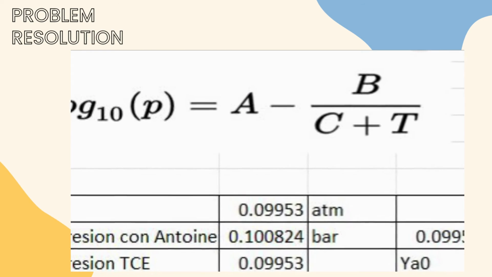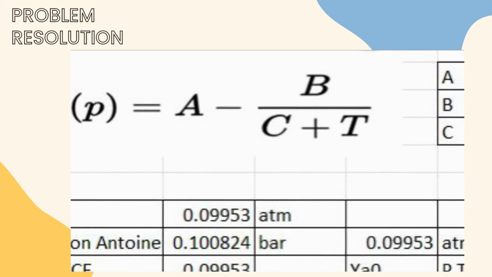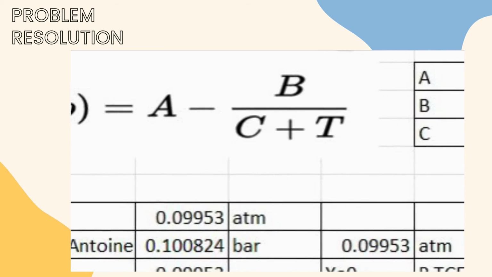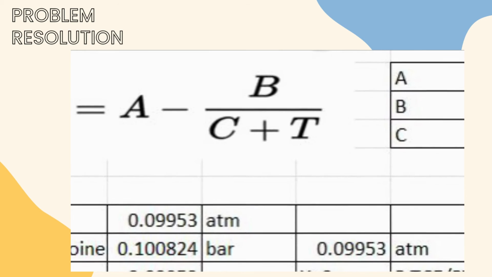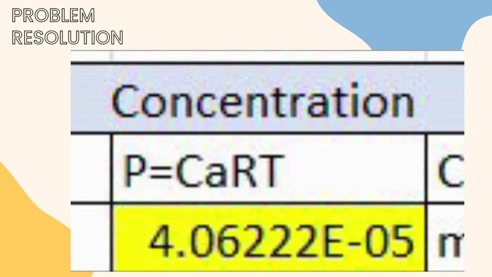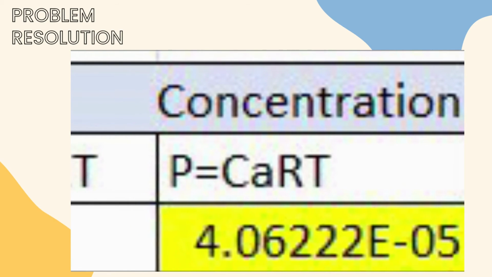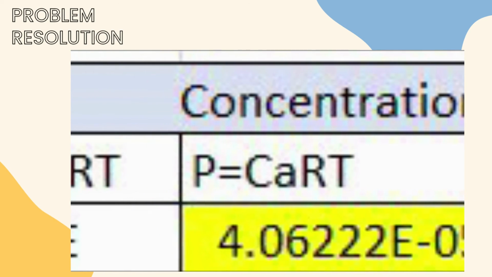Subsequently, the fraction of TCE in the system is calculated using an equation. Here we have the saturation pressure of TCE. To know the concentration of the vapor, it is assumed that it acts as an ideal gas, and the ideal gas equation is solved for the concentration.